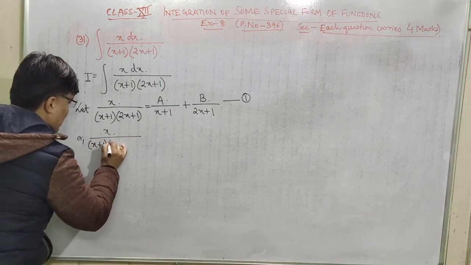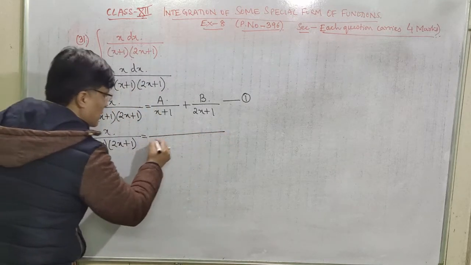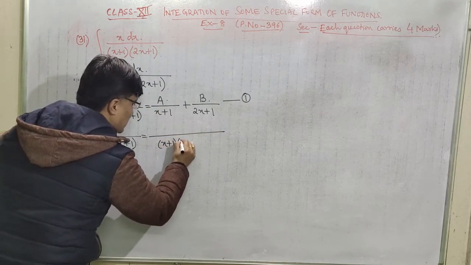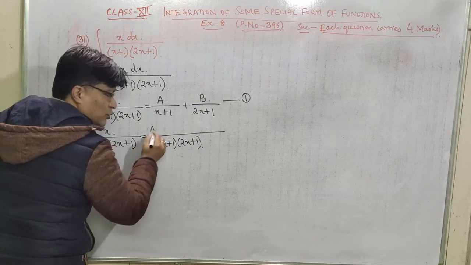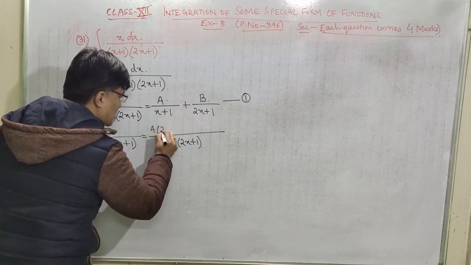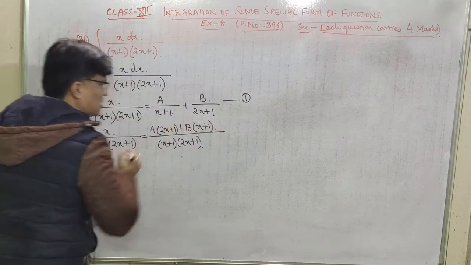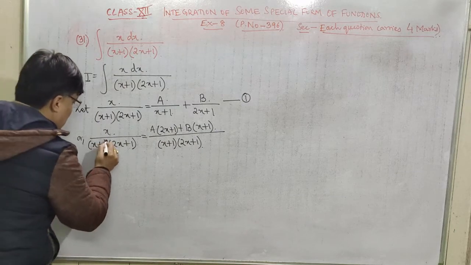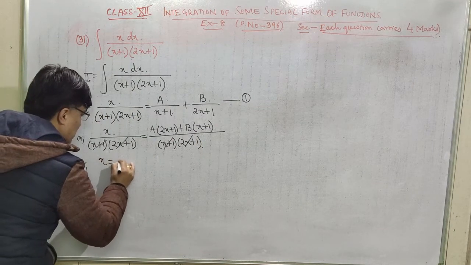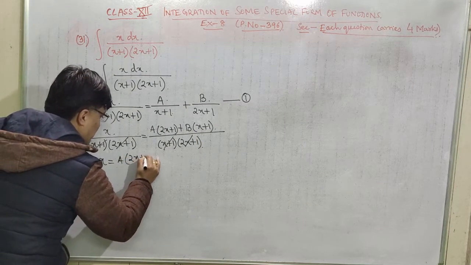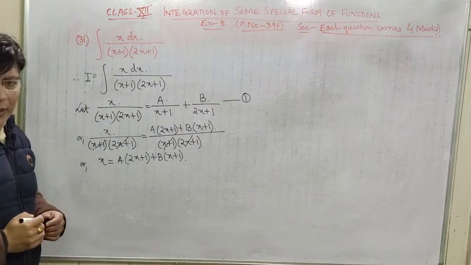So x upon x plus 1 into 2x plus 1 is equal to, what's the LCM here? The LCM is x plus 1 into 2x plus 1. So the numerator becomes A into 2x plus 1, as x plus 1 gets cancelled, plus B into x plus 1. Is that clear? Now here you can cancel this LCM, right? So x is equal to A into 2x plus 1 plus B into x plus 1, right?